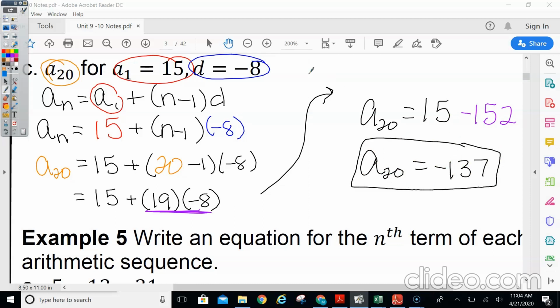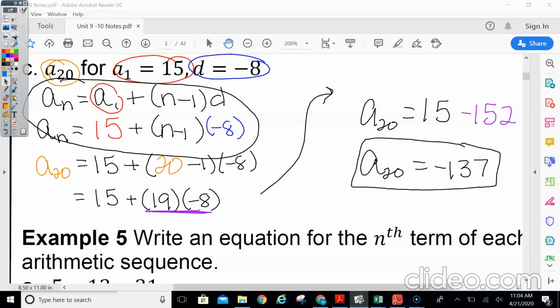So again, here's one where you definitely don't want to use the recursive idea. Start at 15 and subtract 8, 20 times. This one is definitely one where you want to use the formula. Okay, so the last two examples, A and B, are basically doing this part, but we want to simplify it. We want to simplify it so that we don't have the parentheses.